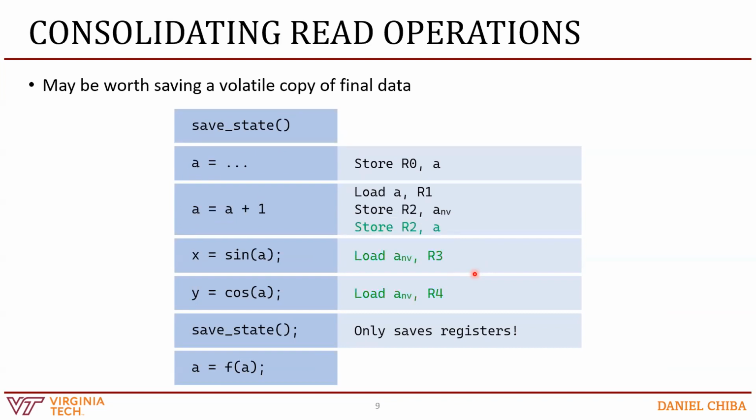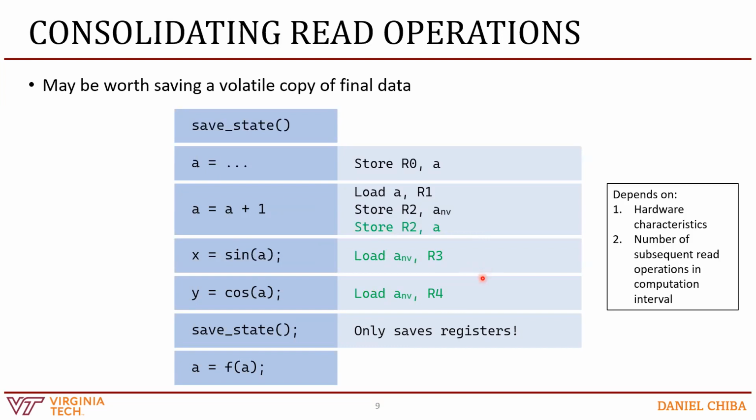So instead of that, it might be worth saving a copy of that data to volatile memory. And so you do incur a cost in that you're writing this variable twice, once into non-volatile, once into volatile memory. But then you're reading it only from volatile memory. And so you need to make a decision on whether you want to do this or not. And that really depends on hardware characteristics.